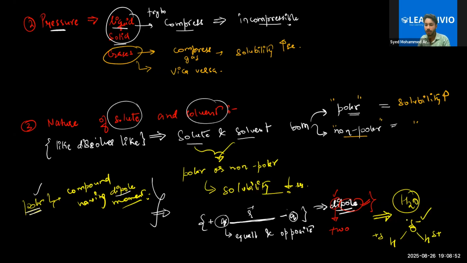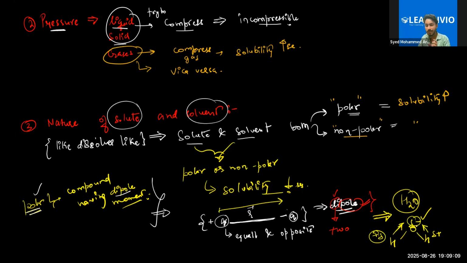So if the oxygen has the higher electronegativity, that means it has a tendency to attract the shared pair of electrons. So the dipole moment will be like this. Plus to minus is my dipole moment here. This one is my partial positive, this one is my partial negative. So the dipole moment is like this.